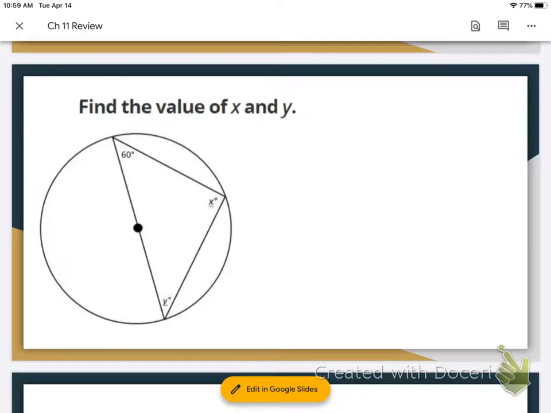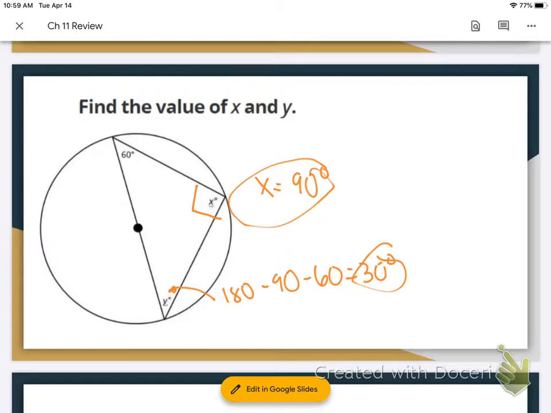Find the value of x and y. So this recalls that theorem we learned in, I think it was 11.5. If one side of the inscribed triangle is the diameter, then we want to find the other angles. That means that that triangle is going to be a right triangle. So this angle here has to be a 90-degree angle, so x equals 90 degrees. That means this angle is going to be 180 minus 90 minus 60, which is going to be 30 degrees. So y equals 30 degrees.